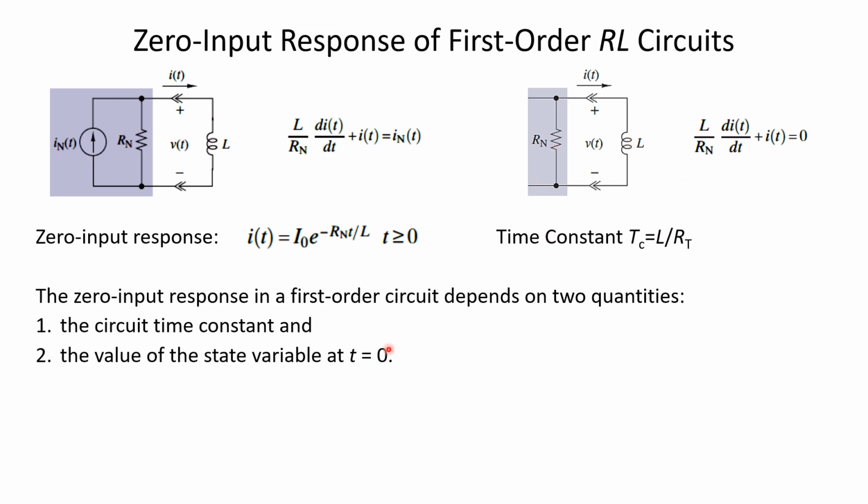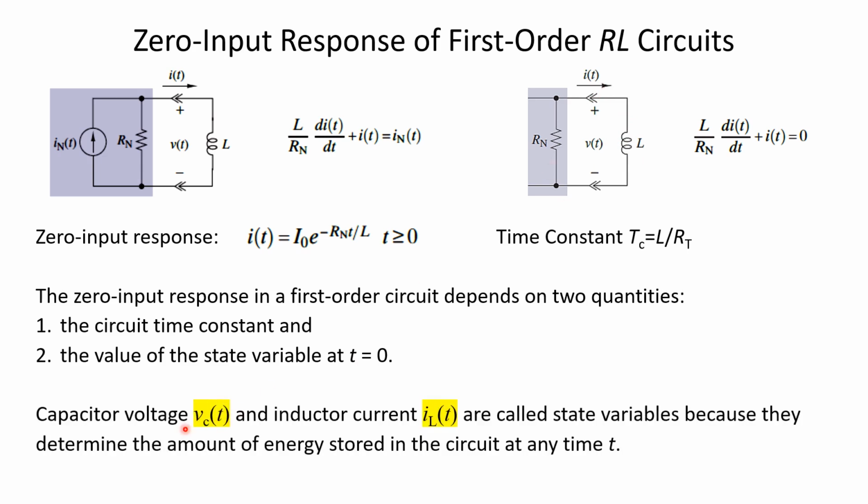And the initial value, what is the initial value of the state variable? The state variable related to an inductor is the inductor current. Capacitor voltage and inductor current are state variables because the knowledge of these two state variables is enough to determine the amount of energy stored in the circuit at any time, and in order to determine the rest of the voltages and currents in the circuit.